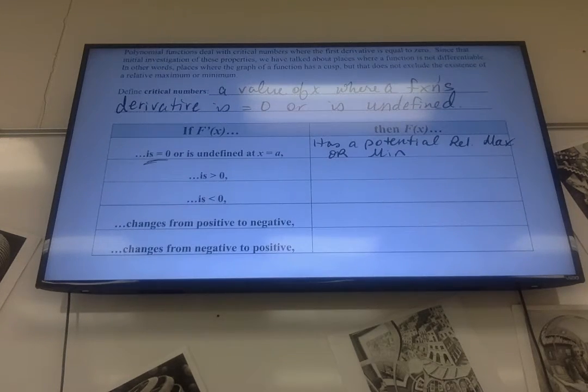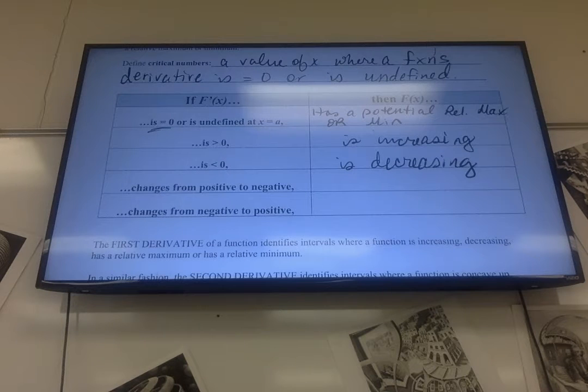So then f of x is increasing. Okay, what about when f prime of x is less than 0? It's decreasing, yes. If it changes from positive to negative, that's a relative max. And if it changes from negative to positive, relative min.